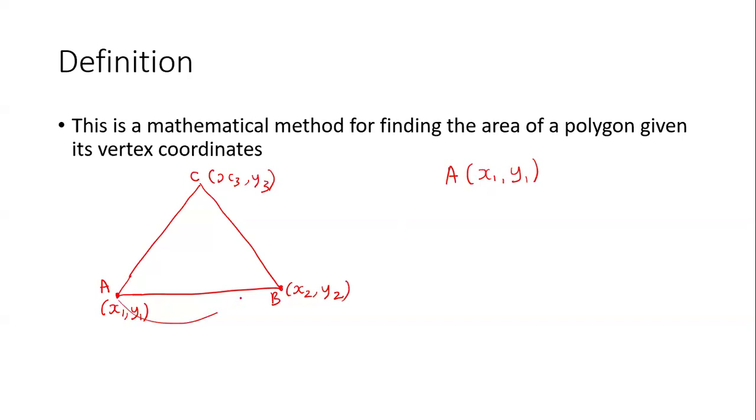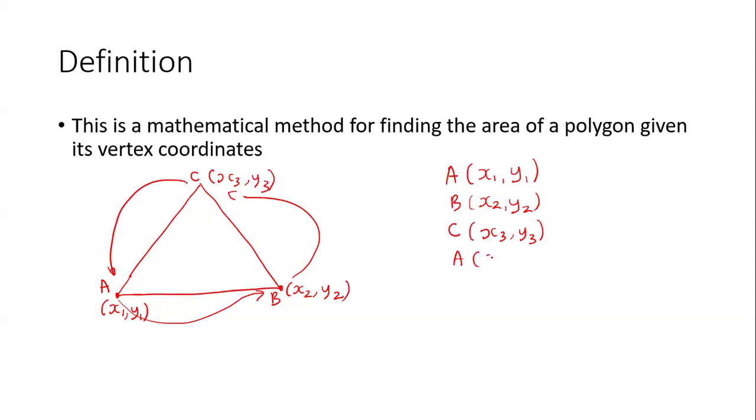From A, I'm going to move to B, and my B is x2, y2. From there, I'm going to move to C, and my C is x3, y3. And then from C, I'll come back to A, so my A is again x1, y1.